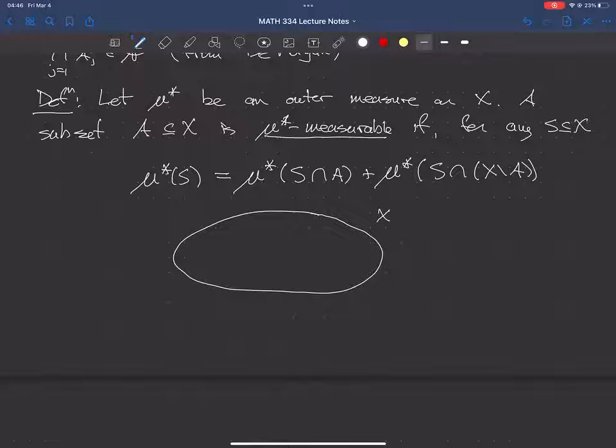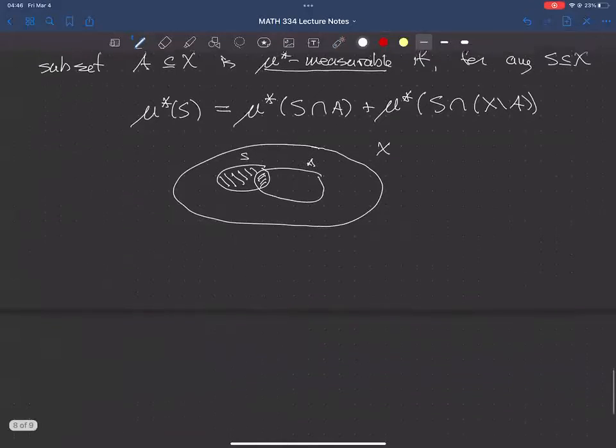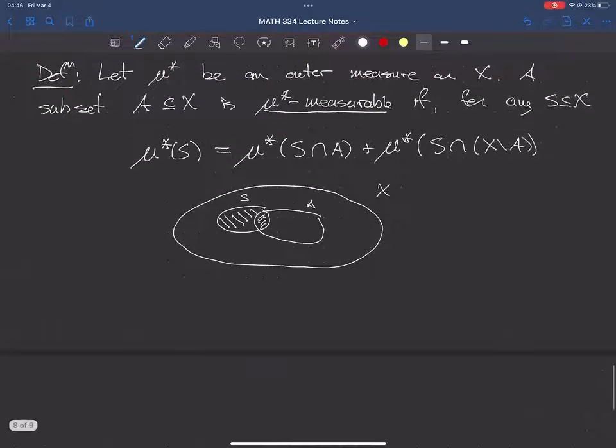Okay, so here's my big set X, and here's S. And here's A. So I'm taking the points in S intersect A, and then I'm taking the points in S intersect not A. And I'm saying that the outer measure of S is equal to the sum of the outer measure of this bit, and the outer measure of that bit. Okay, so that's the definition of mu star measurable.